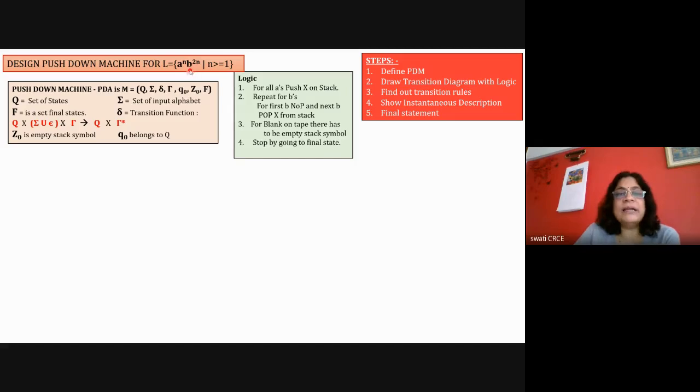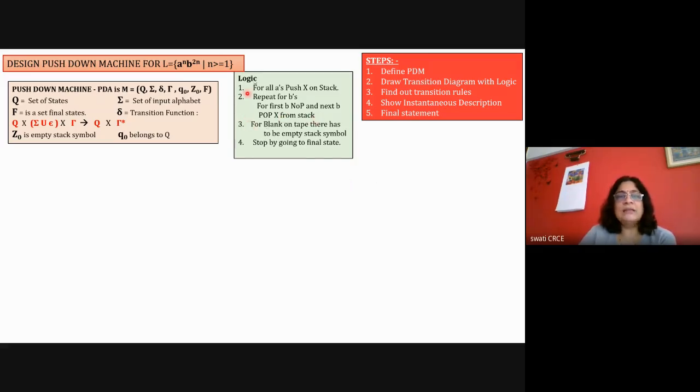Now, whenever you start getting B's, for the first B, do no operation. And then for the second B, perform the pop X operation. Again, you get the next B. So for the next pair of B's, for the first B, you perform no operation, and for the next B, perform the pop X operation on the stack.